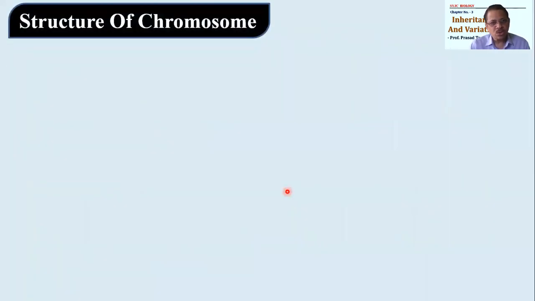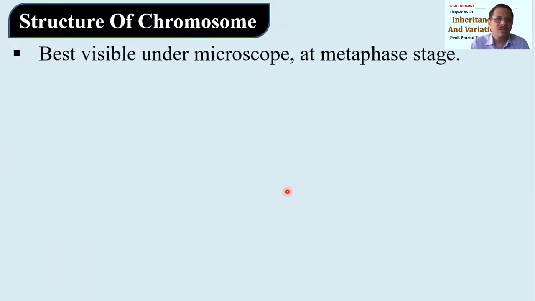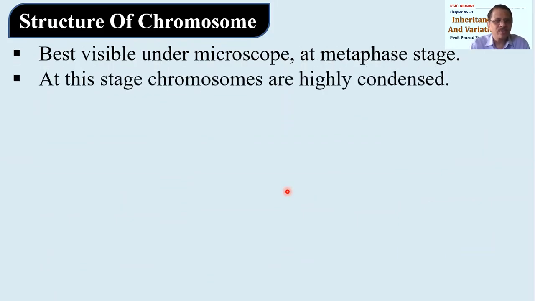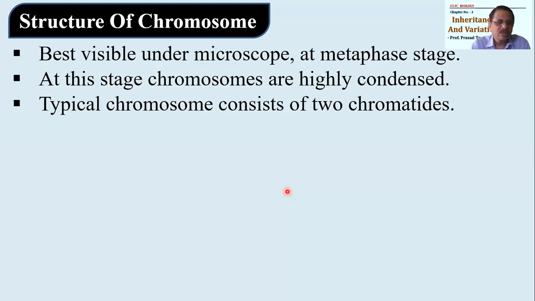Then, as far as the structure of chromosomes is concerned, chromosomes have a basic fundamental structure that we have to understand. As we have said, they are best visible under the microscope during the metaphase stage of cell division. At this stage, chromosomes are highly condensed. I told you about this. Chromosomes keep on condensing, means they become shorter and thicker, and now they become visible. Earlier, the chromosomes are long, thread-like, thin, and dispersed. Now they become short, condensed, thick.